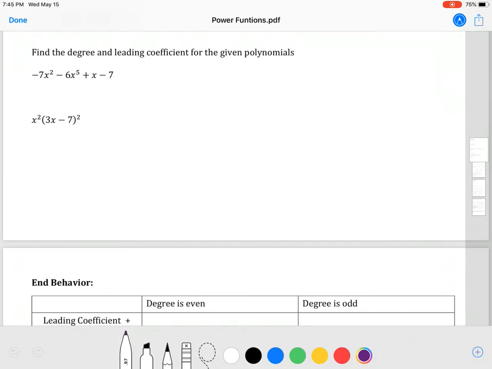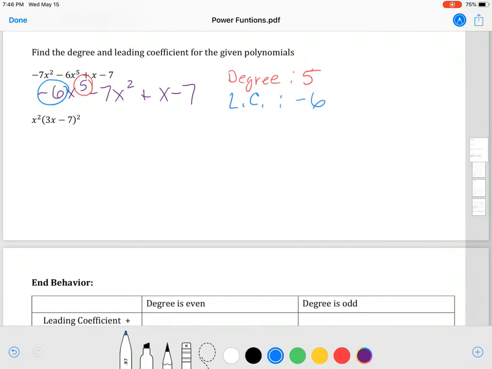So in this first example, I'm going to first write this in descending order. So I'm just reorganizing or reordering the terms so that it goes from the highest exponent of x down to the lowest. And now I can identify what the degree is. The degree is the highest exponent of x, so that would be 5. And my leading coefficient, I'll abbreviate it LC, is -6.